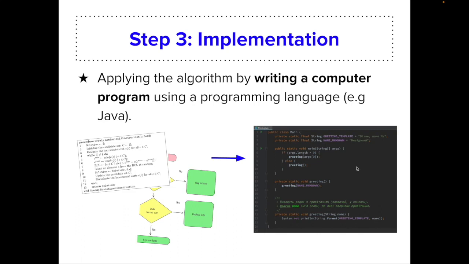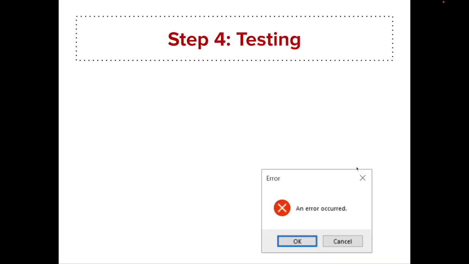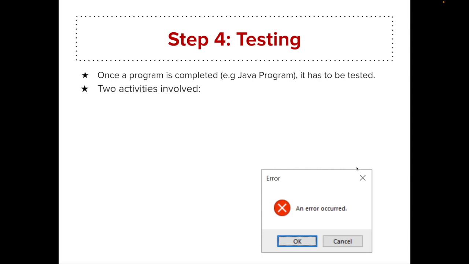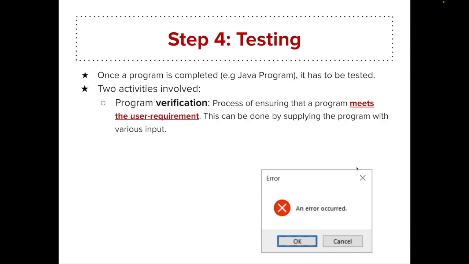Step 4, testing. So once a program is completed, definitely it has to be tested. So lepas kita dah tulis semua program kita cantik-cantik tadi, coding kita dah semua settle, dan kita kena test lah coding kita whether to see betul ke tidak ke apa kan. So there are two activities involved in this step 4. So the first one is we're going to do verification. We're going to check whether our program tadi meets with the user requirement or not.